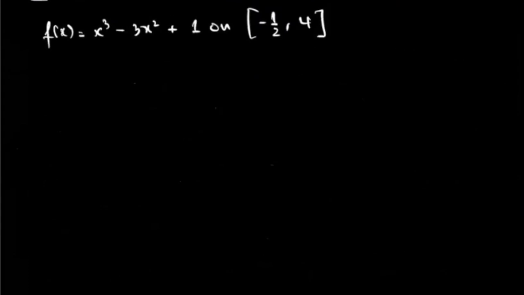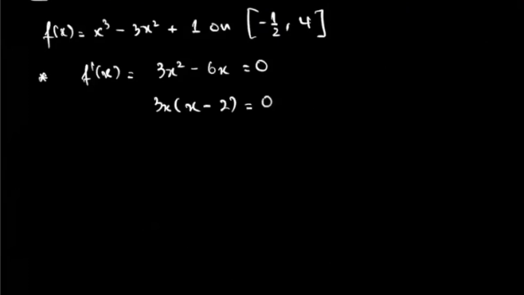Find the derivative of the function. You have f prime of x is 3x squared minus 6x. Right. And set this equal to 0. Once again, we want to do this because we want to find the critical numbers. So solve this quadratic equation. 3x is the common factor, as you can see. You're left with x minus 2 is equal to 0.